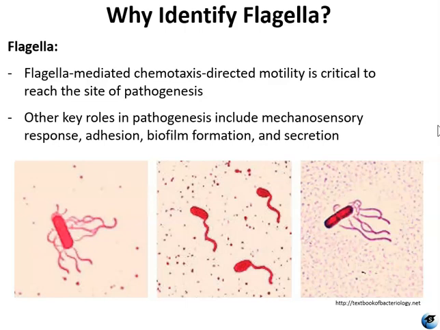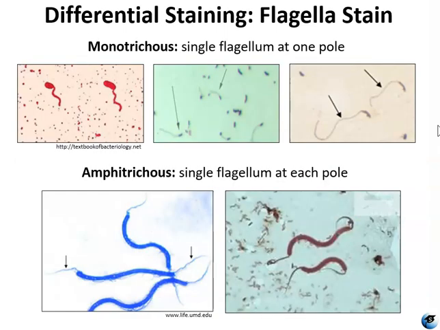Flagella aid in pathogenesis by allowing for chemotaxis, directed motility, and it can also aid in mechanosensory response, adhesion, biofilm formation, and secretion. And all of these things increase the virulence of some of these flagellate species. The location and number of flagella can be useful in classifying and identifying bacteria in a sample. The four major classifications of flagellates are monotrichous, amphitrichous, lophotrichous, and peritrichous.